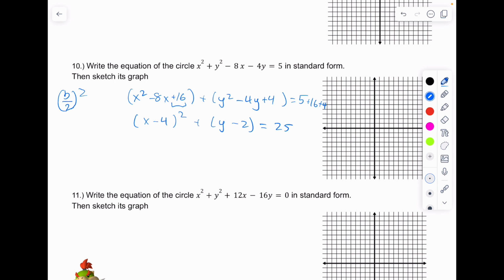When we plot this out, our center is going to be (4, 2), and our radius is going to be 5. Because r squared is on the right side, and you have to take the square root to get r. Center is 4, go over 4, up 2, and we're going to get a circle of radius 5.